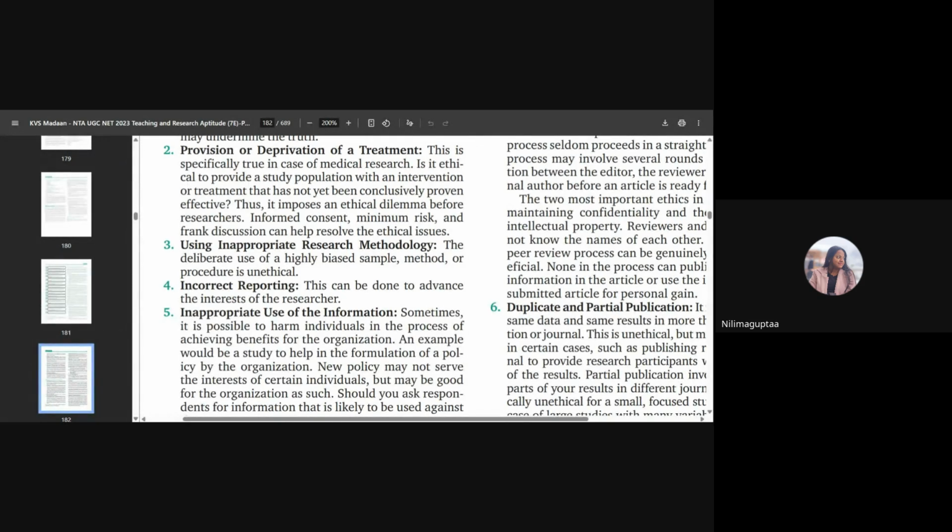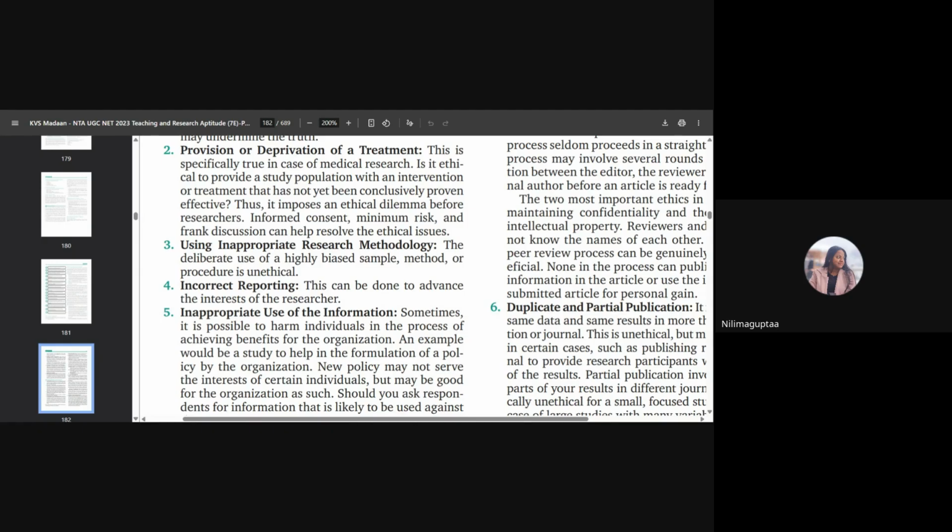This can be done to advance the interest of the researcher. Sometimes in an observational study, when we observe certain things, that is very subjective. So the researcher might see something. Sometimes when the researcher is part of that observation group, they might see it not from the lens it is actually meant, but from another lens, and then it creates a problem. And the reporting is done in a wrong way.